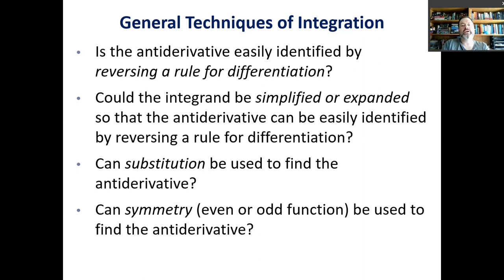Second one, could the integrand be simplified or expanded so the antiderivative can be easily identified? This happens a lot when you have factored things that would be multiplication and you just distribute everything and then you get a polynomial or something, right? Or where you have a function divided by a function and you simplify it by bringing the denominator into the other individual functions, right? We saw that in the previous section.